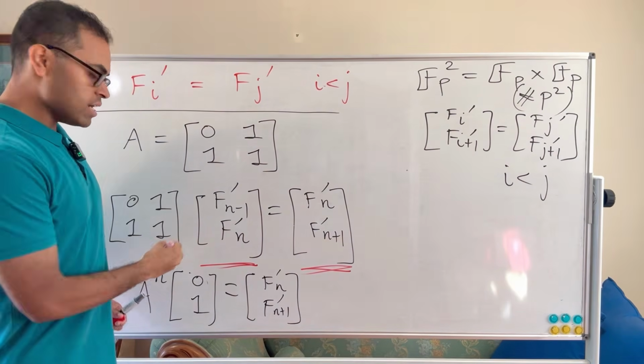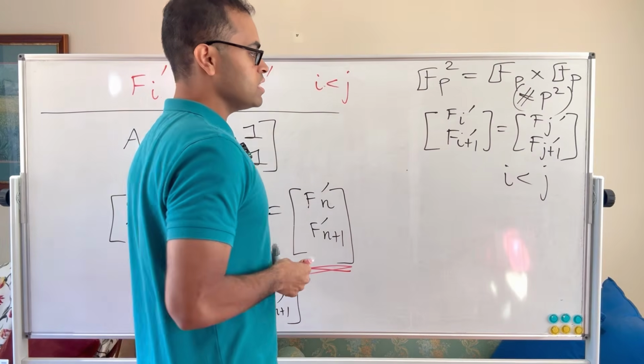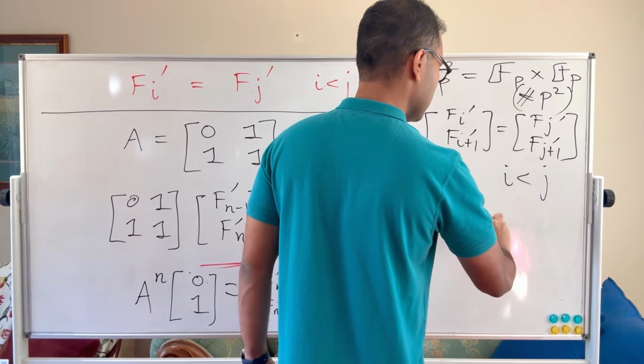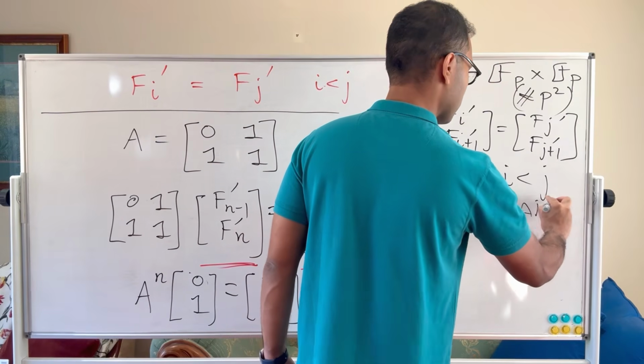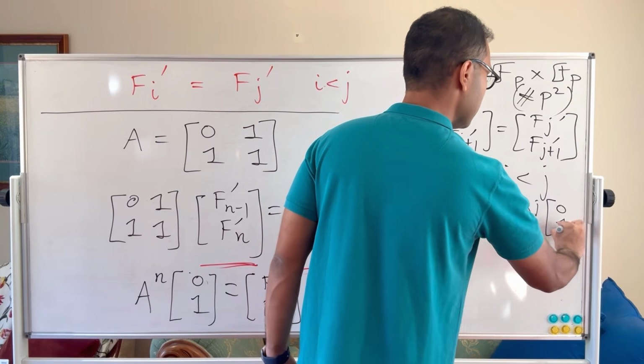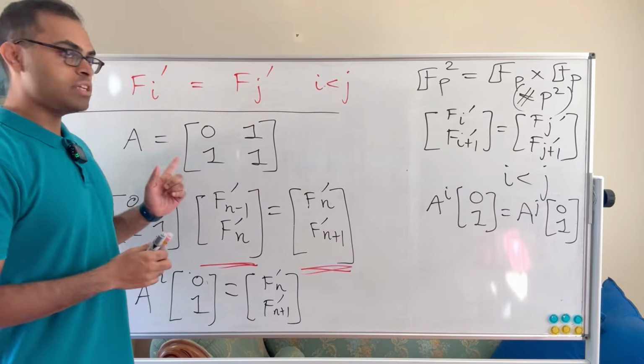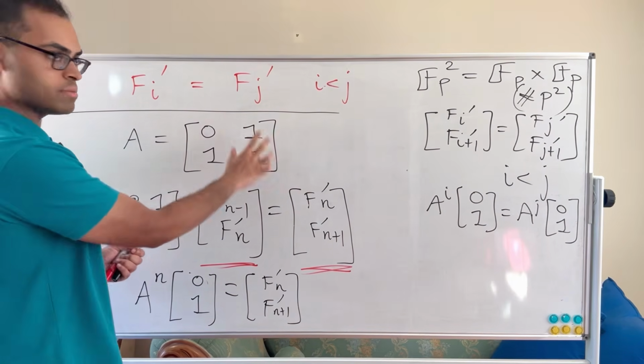But then thinking about it in terms of linear algebra, in terms of matrices, we can basically write this as A to the power i times (0, 1) is equal to A to the power j times (0, 1). And here's the important thing. The matrix A is actually an invertible matrix. You can find its determinant is -1.